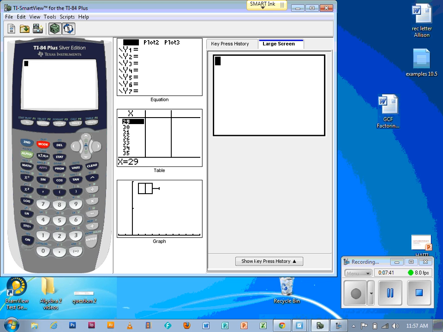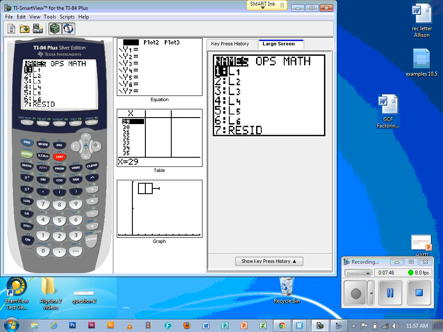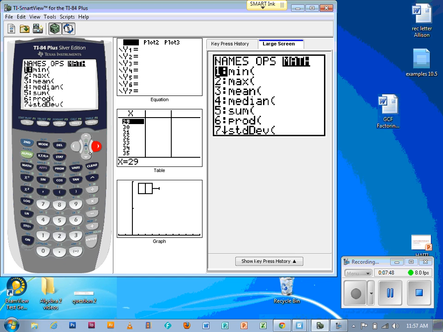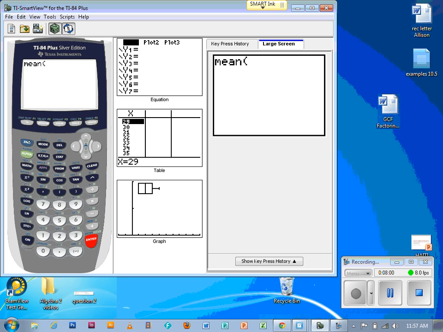Okay, now let's go to our second list, math, and scroll down to average, which is mean. Then you have to tell it the first, let's enter that. So we're going to enter the mean, and then we have to tell the calculator which list to look at, list 1. And we get 2.2.